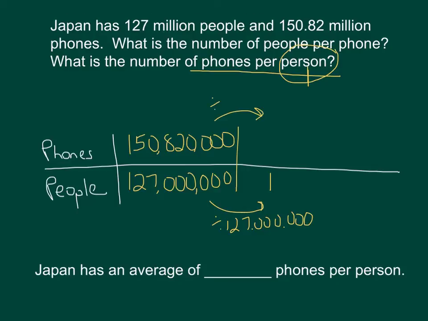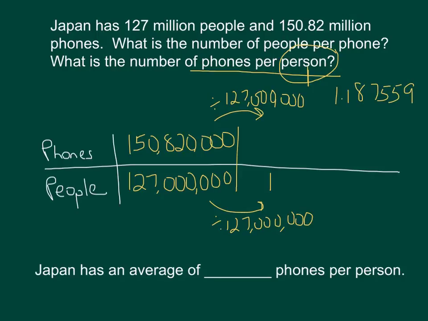So I'm going to do 150,820,000 divided by 127 million. And again, this is when my calculator's going to come out. I'm not dividing these ugly numbers in my head. Now when I do this in the calculator, you guessed it, I got another ugly number. This time I get 1.18755 and some more extra numbers I don't really need.